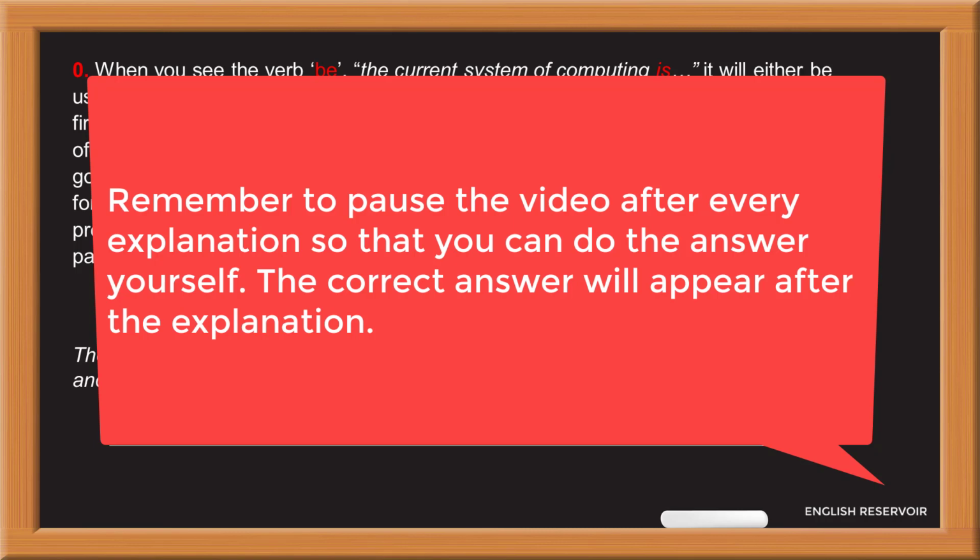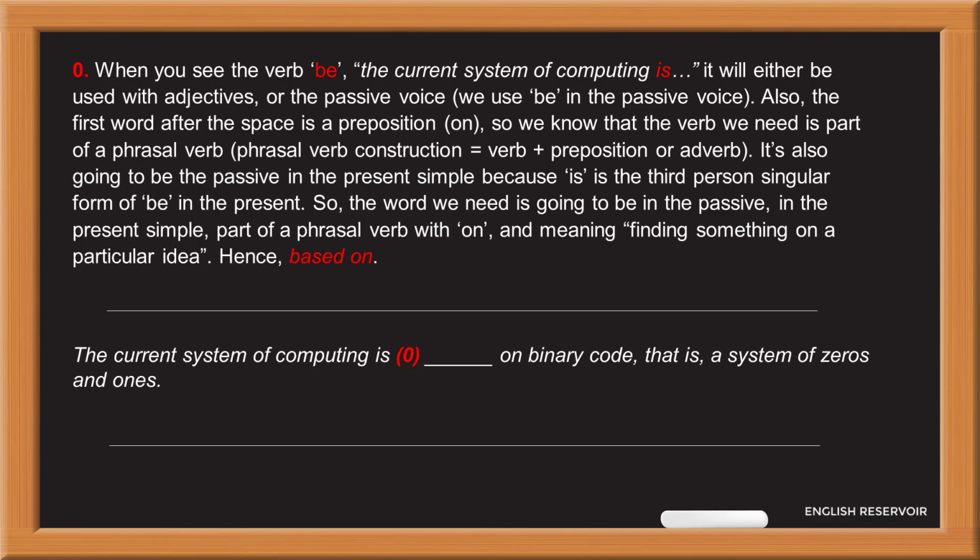0. When you see the verb be, the current system of computing is, it will either be used with adjectives or the passive voice. We use be in the passive voice. Also, the first word after the space is a preposition, on. So we know that the verb we need is part of a phrasal verb.